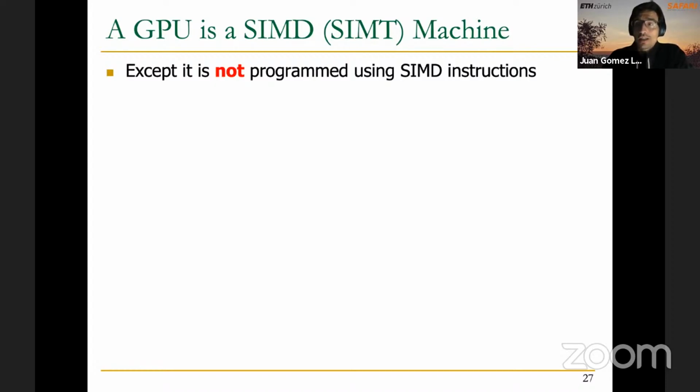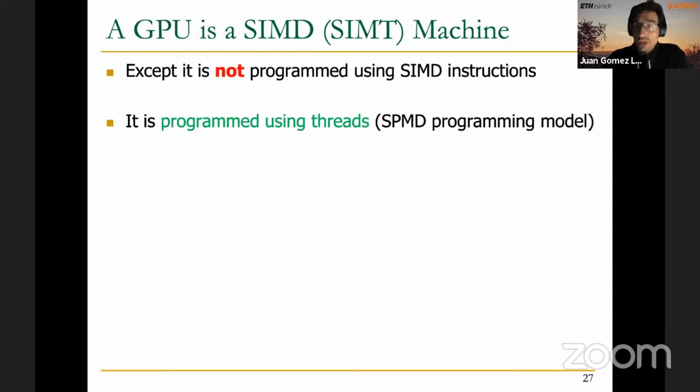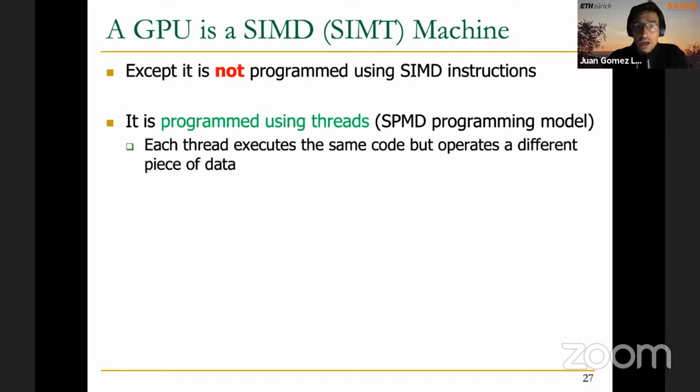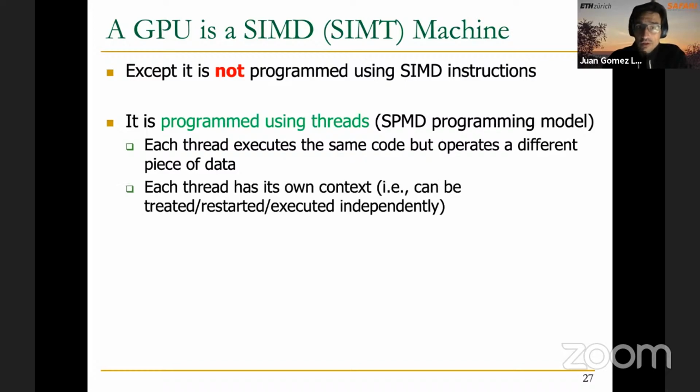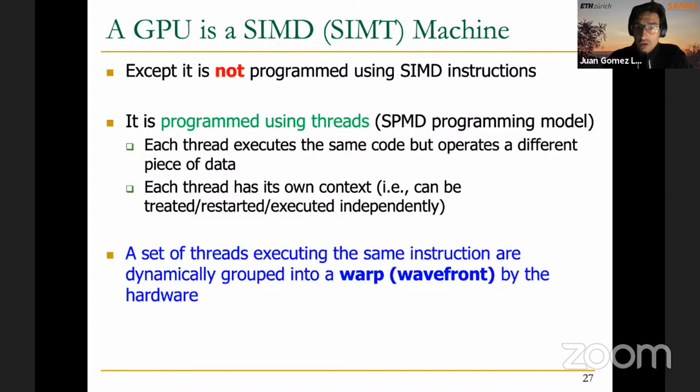The key difference with respect to traditional SIMD machines is that they are not programmed using SIMD instructions. They are programmed using threads. It's the SPMD programming model, single program, multiple data, where each thread executes the same code but operates on different pieces of data. And each thread has its own context, right? It can be treated, restarted, executed independently.